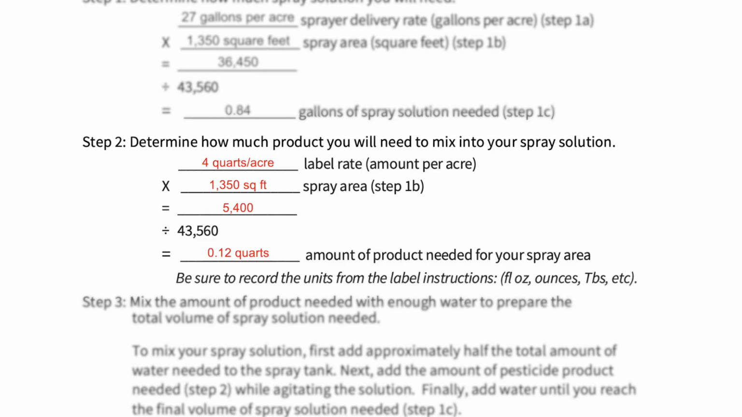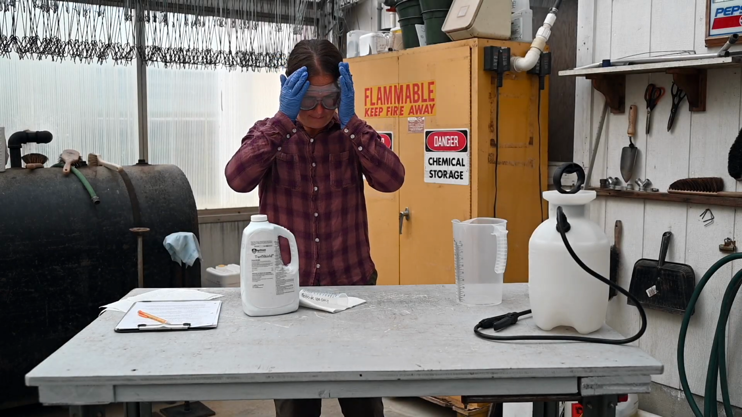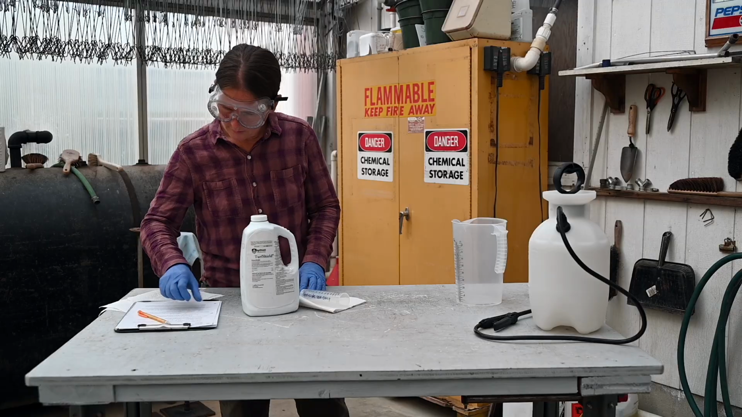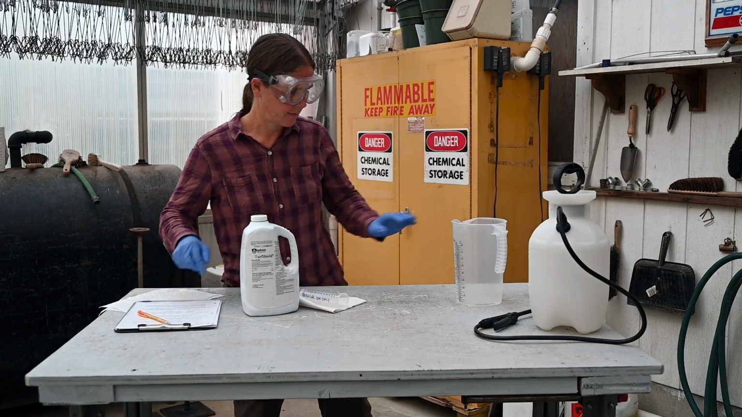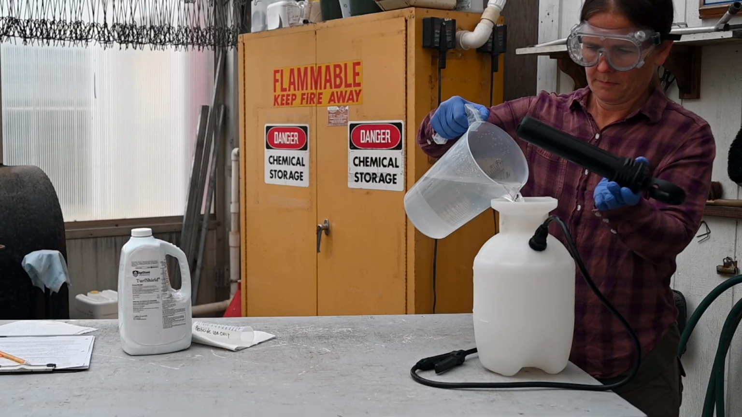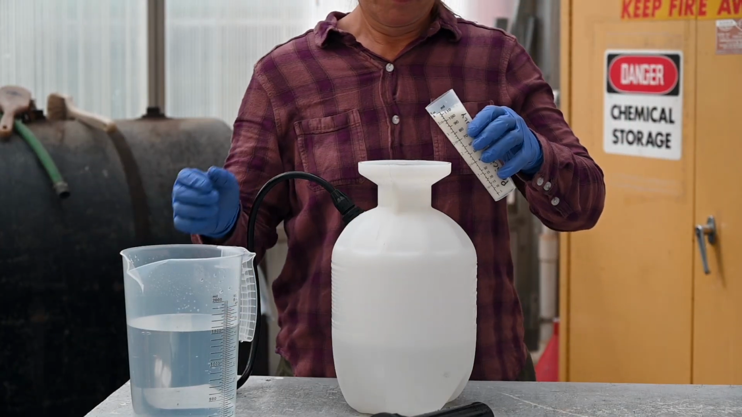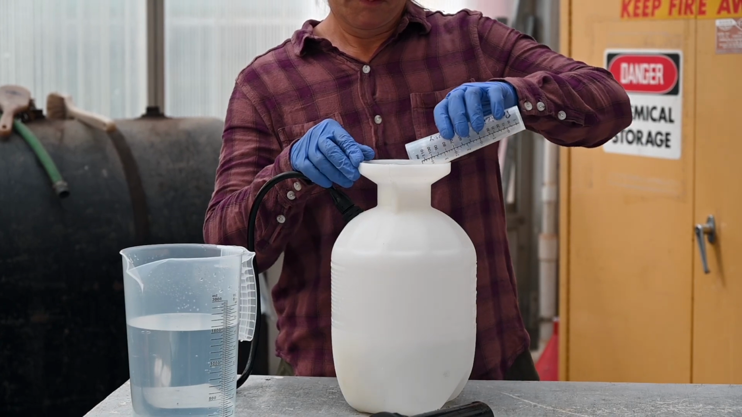When recording these values on your worksheet, be certain to record the measurement units, ounces, tablespoons, etc. For step 3, mix the 0.12 quarts of product with enough water to come to a total volume of 0.84 gallons of spray solution. Add approximately half the total volume of water needed to your spray tank. Then add the precise amount of product needed.